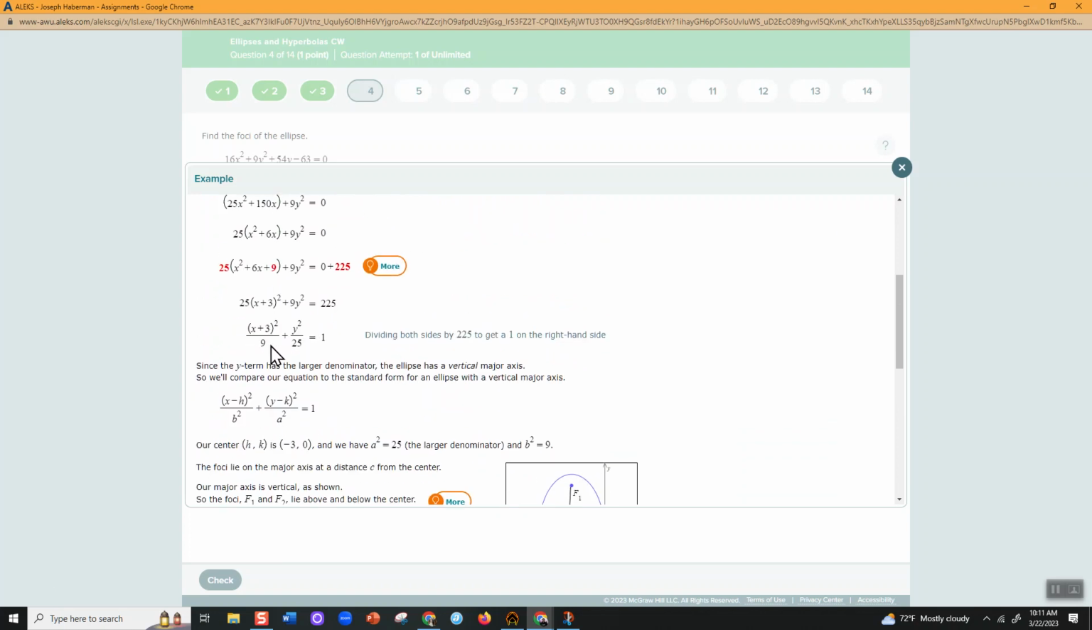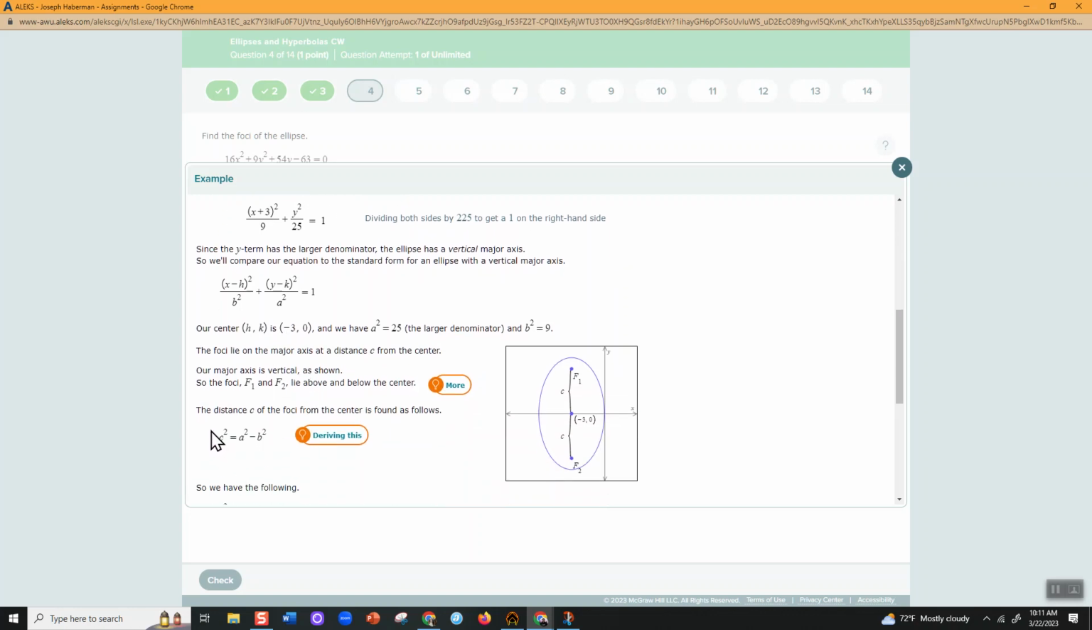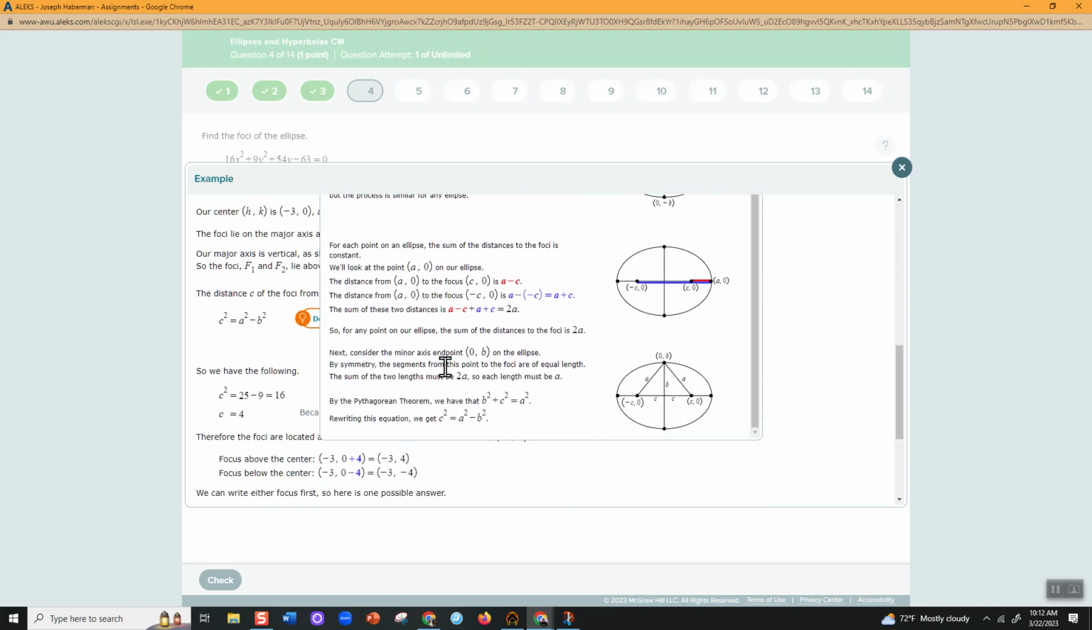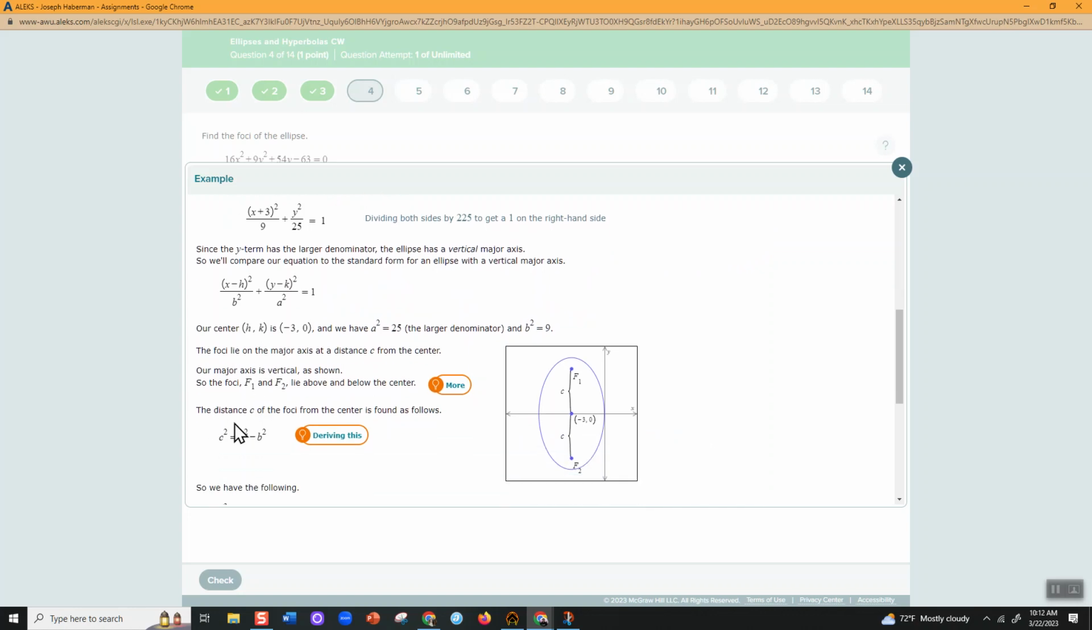So we get it into standard form here. We get the center is -3, 0. That's what they get here. Now we need to know this formula here. For the foci from the center, we need to know that c squared is a squared minus b squared. If you want to know why, you can look at how they derive it. I'm not going to explain that. It is interesting, but we don't have enough time to go over the derivation of everything. So just accept that this is true, and you need to use that to find the foci.